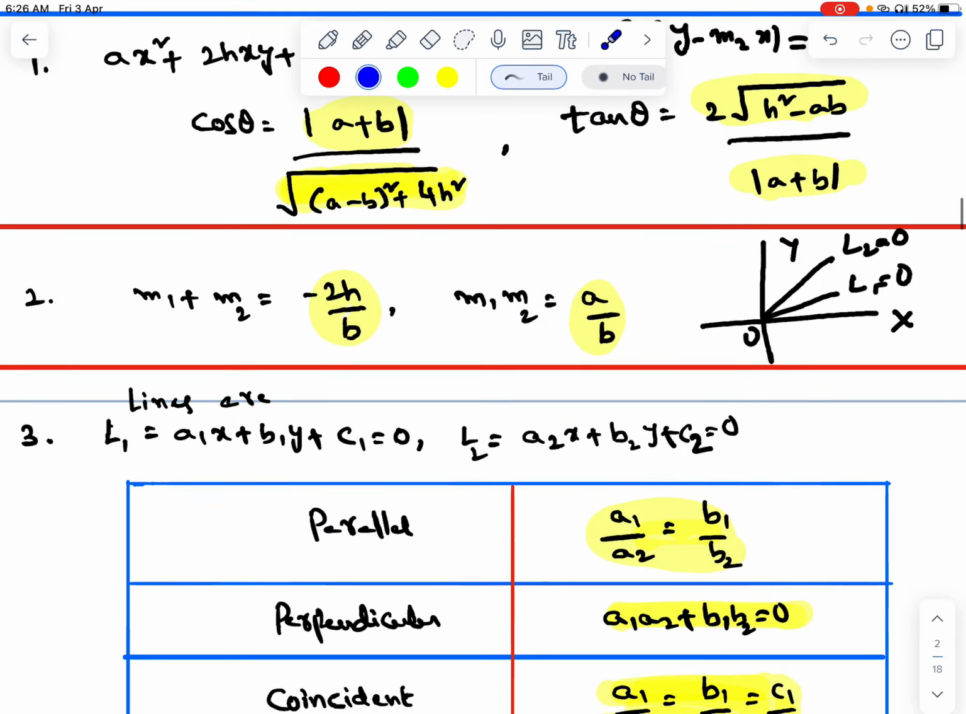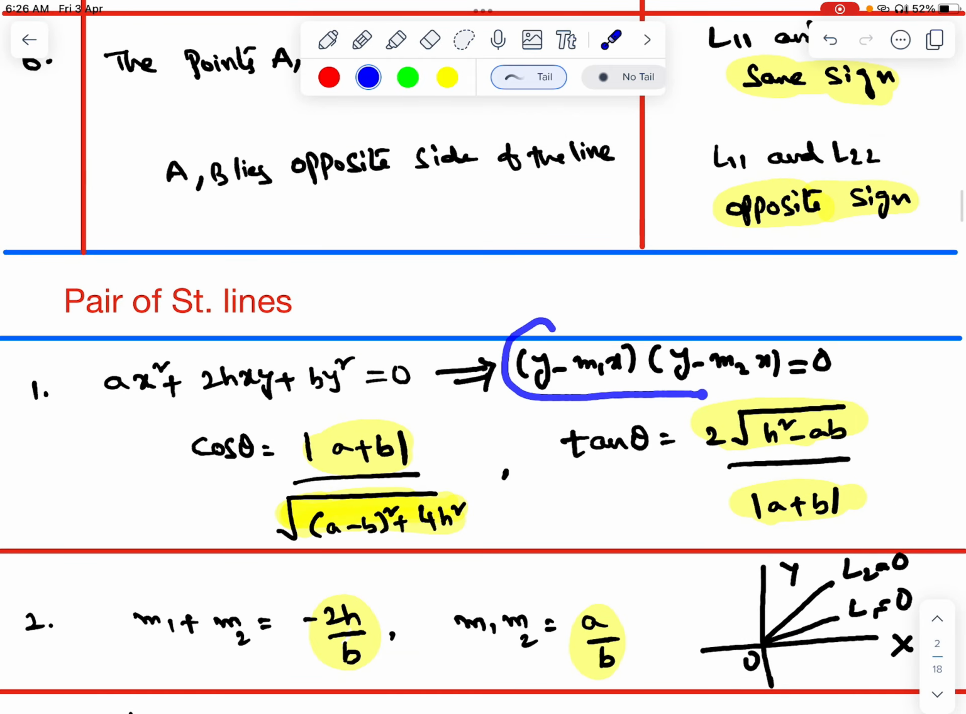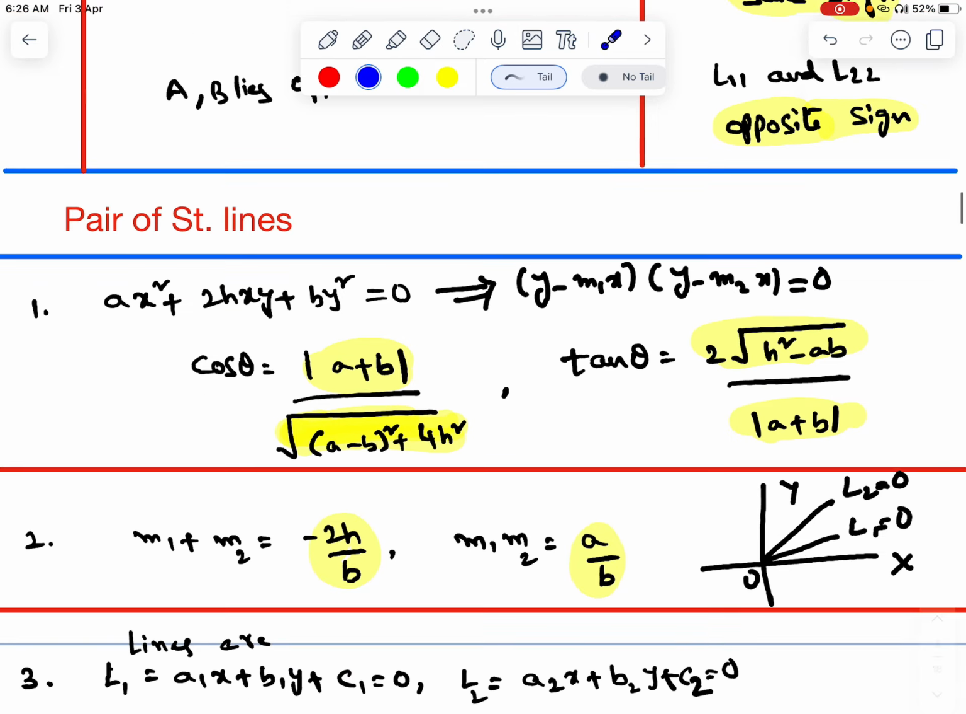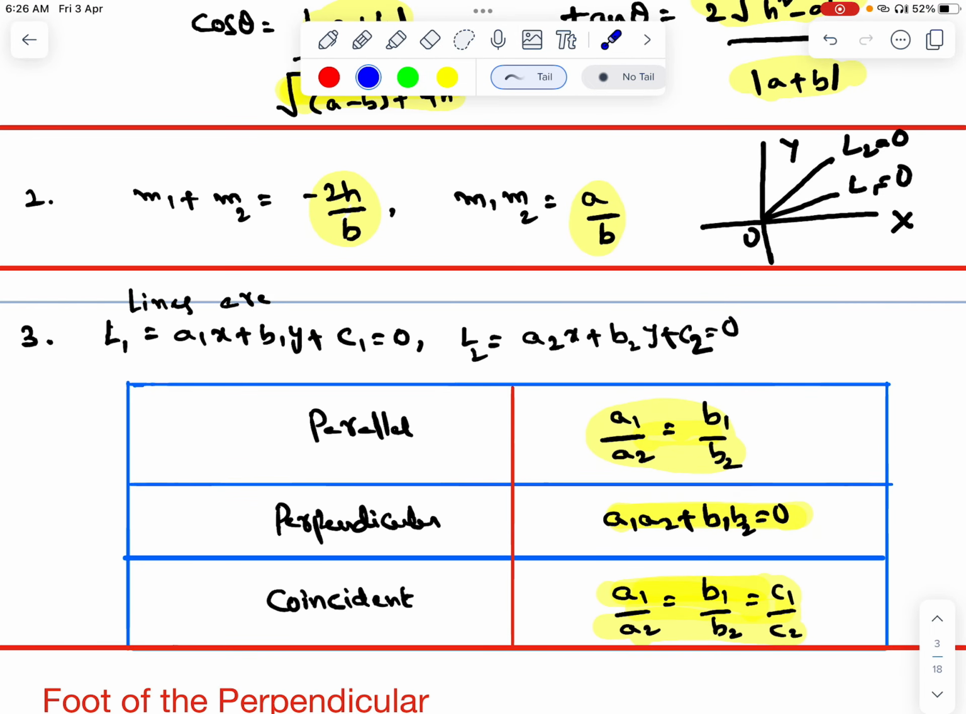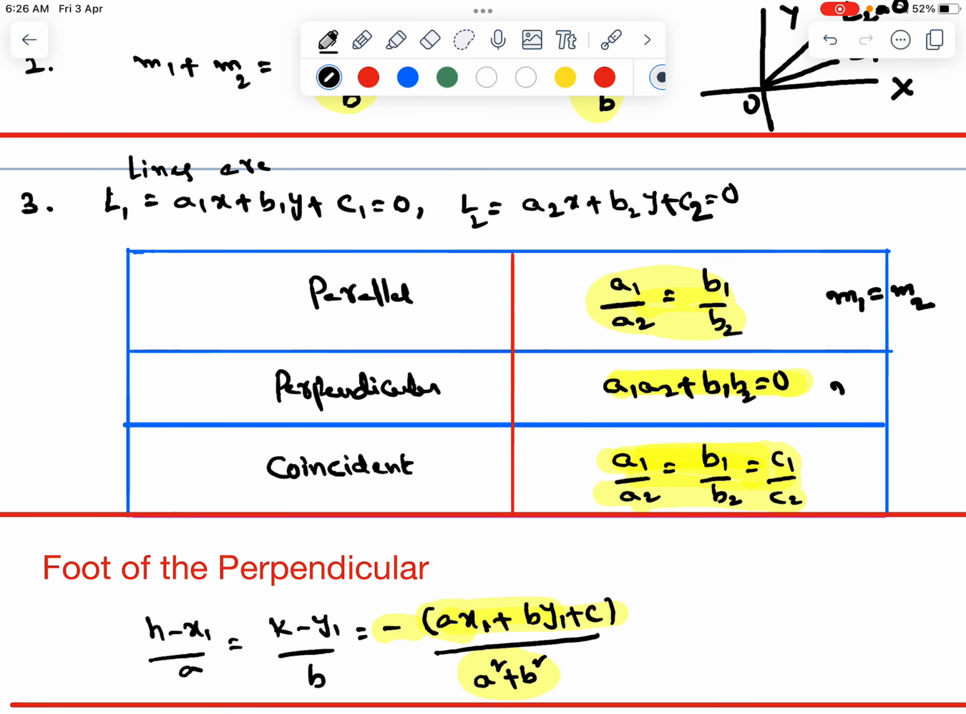Suppose you take these lines, y minus m1x into y minus m2x equal to 0. If the lines are parallel, then the condition is the slopes are equal. You can write m1 is equal to m2. If the lines are perpendicular, then you can write m1 m2 is equal to minus 1. Okay, you can use these two formulas.